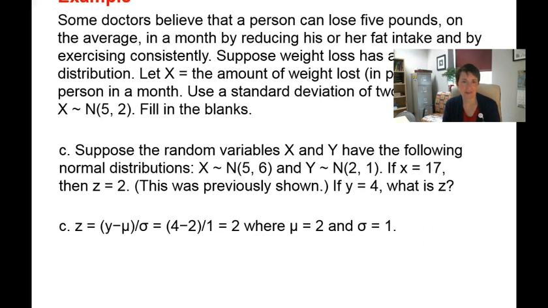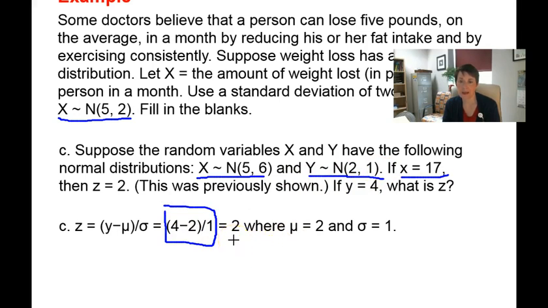Let's just look at another example using the same data. Here we still have that 5 and 2. Suppose random variables x and y have the following normal distributions. Right here and here. If x is 17, then z is 2. We can do that by doing the math, right? This was previously shown. If y is 4, what is z? Well, if we put y is 4 in here, 4 minus our 2 divided by 1 gives us 2.